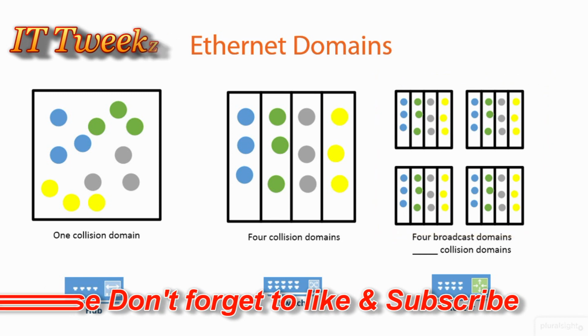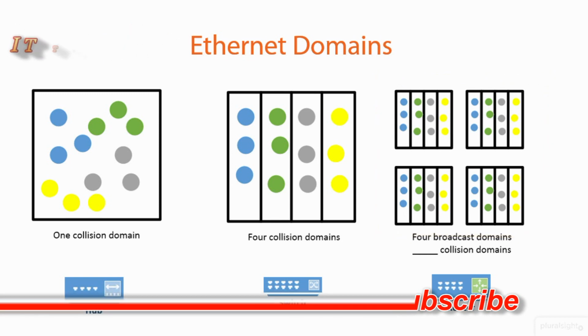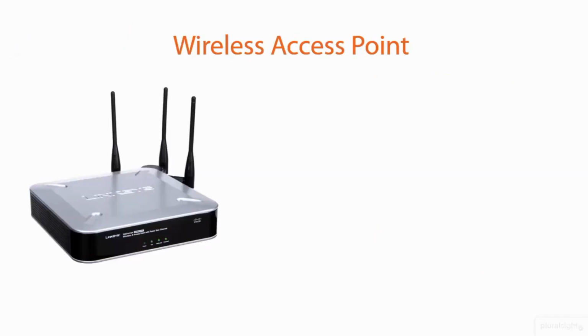How many collision domains are there? Well, there's 16, aren't there? A wireless access point is indeed a network connectivity device.